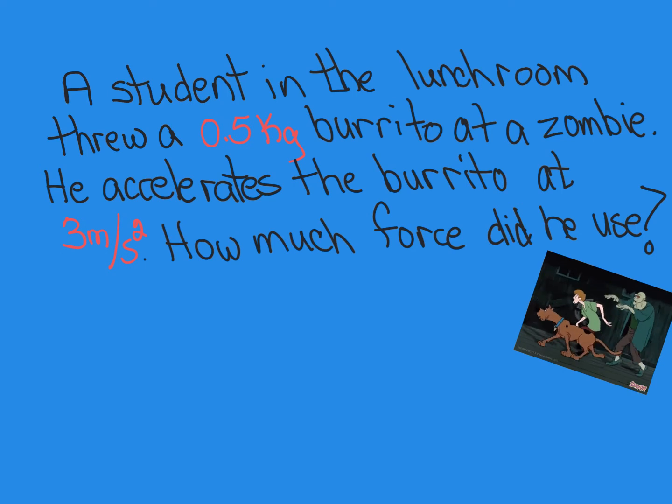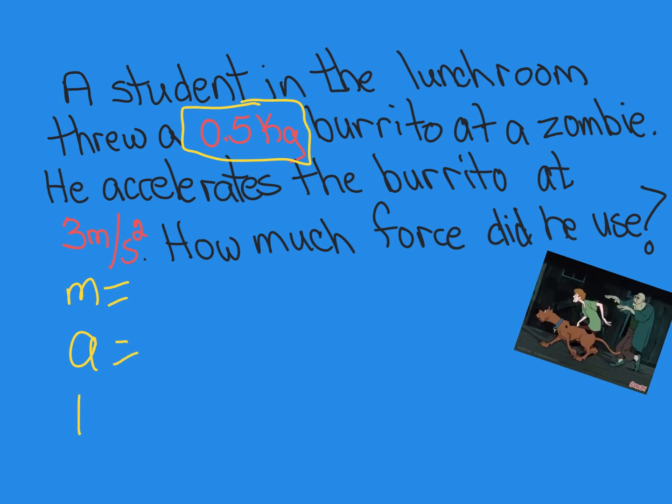All right, a student in the lunchroom threw a 0.5 kilogram burrito at a zombie. So I'm going to stop right there. Why? Because I have a number. And I need to decide what that number is telling me. So we have three variables: mass, acceleration, and force. Well, if you know the unit for mass, you know the unit is kilograms. So 0.5 kilogram is the mass.